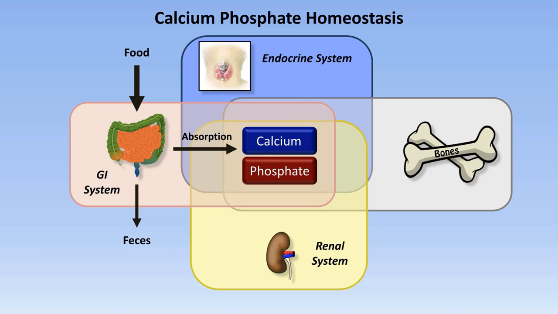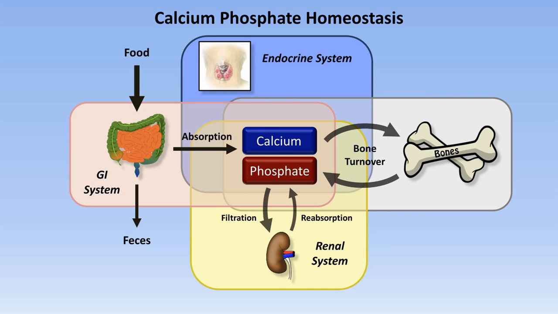Both electrolytes undergo continuous exchange with mineral in our bones, as our bones are in a constant balance between resorption and formation, a process sometimes referred to as bone turnover. Both are freely filtered in the glomeruli of the kidney, where some is reabsorbed in the renal tubules, while that which is not reabsorbed is excreted in the urine.